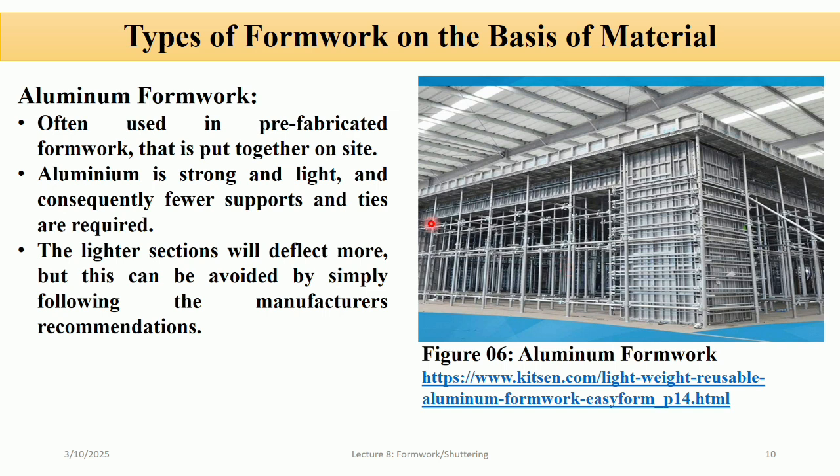So the aluminium formwork is lightweight, it is corrosion resistant, it can be reused, and it has a high quality finish. It is cost effective. It is often used as a prefabricated formwork that is put together on site. It is strong and light, as I discussed, and the lighter sections will deflect more, but this can be avoided by simply following the manufacturer recommendation.